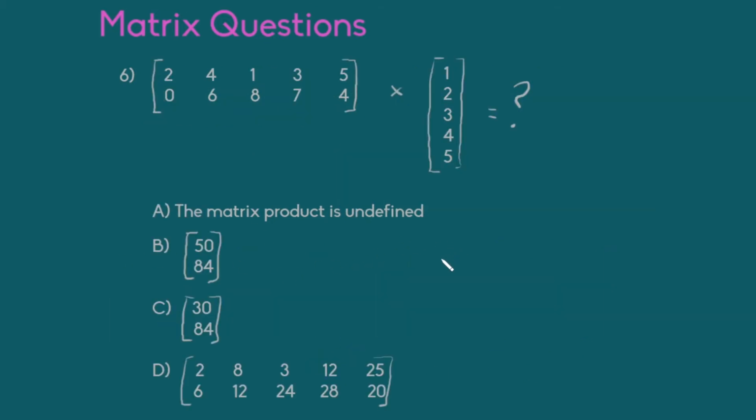Next, we're going to move on to question 6, and here we actually have to do some matrix multiplication. Once more, pause the video if you want to have a go at this yourself, and then we will go through the answers. Okay, so how did it go?